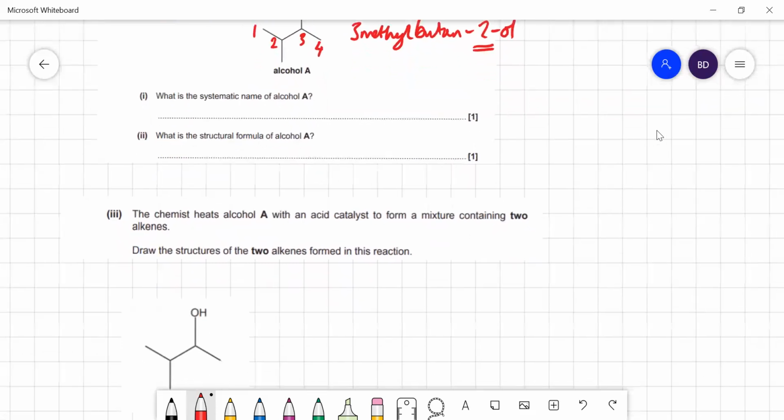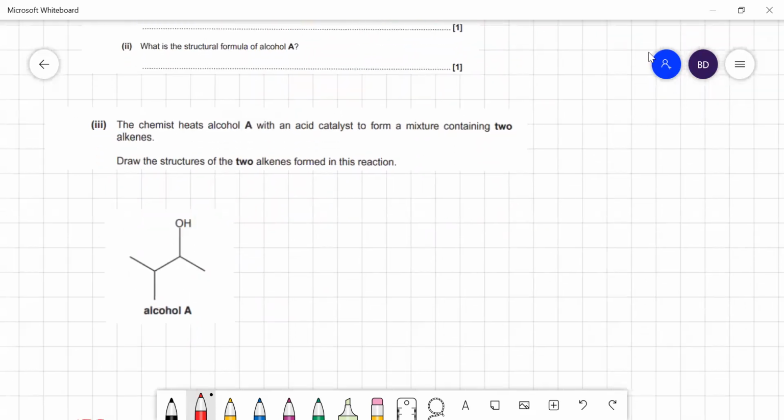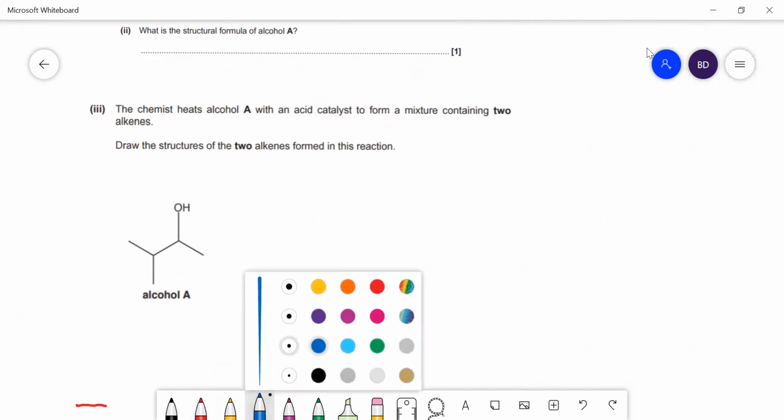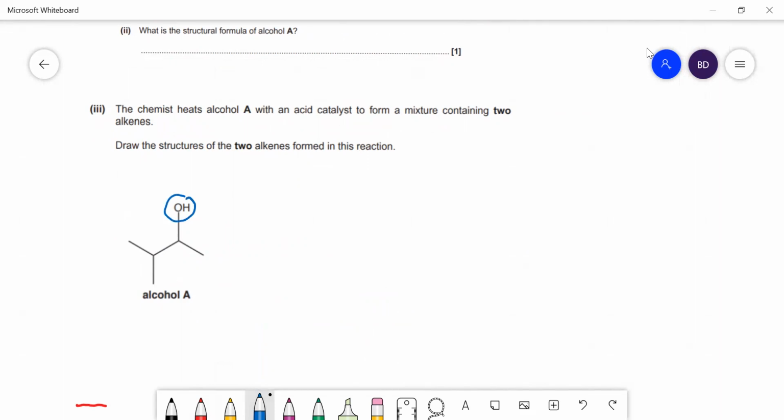The chemist heats alcohol A, I've drawn a picture of it again here, with an acid catalyst to form a mixture of 2 alkenes. Draw the structures of the 2 alkenes. So we're going to do dehydration with the acid catalyst, and we're going to remove the OH and a hydrogen from the carbon next door. Let's say it removes it from the blue carbon there, we've got a hydrogen there, you are going to get this product.